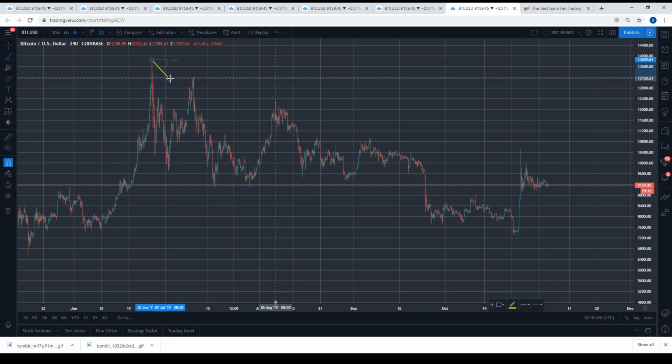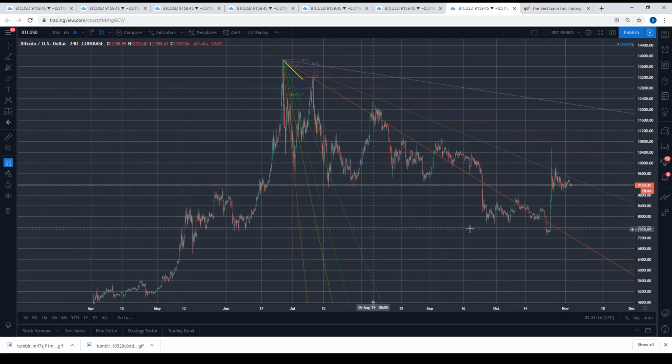Oh, beautiful. 46, 45. Perfect. And now choose the Gann fan again. Wait, I'm gonna click off. Okay, now choose the Gann fan. And there you go. All right. That is what it is.